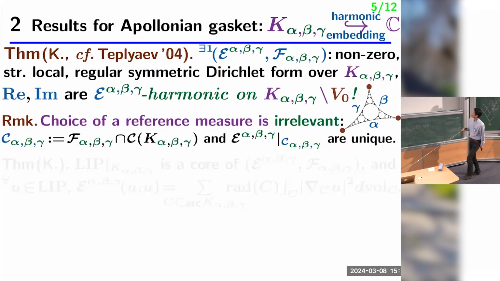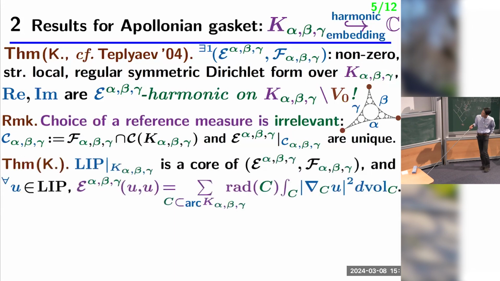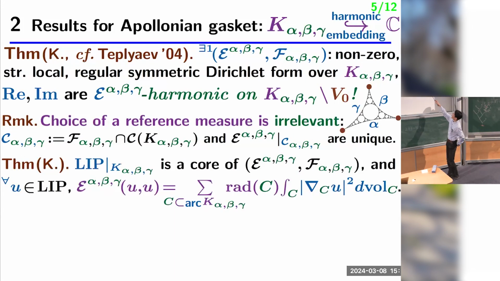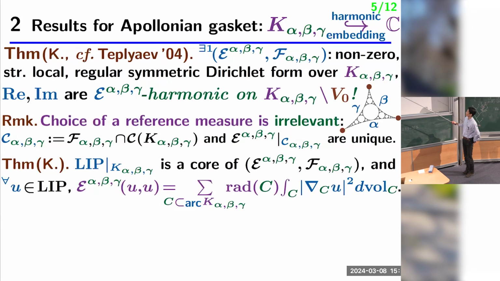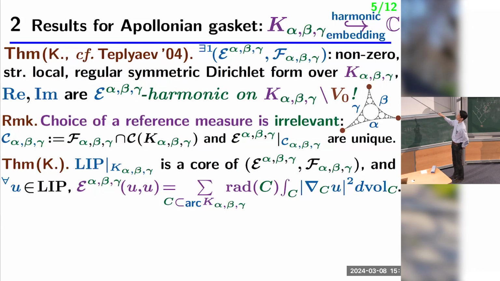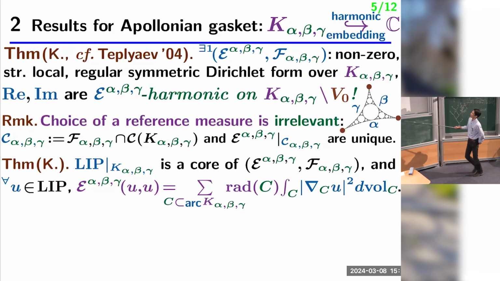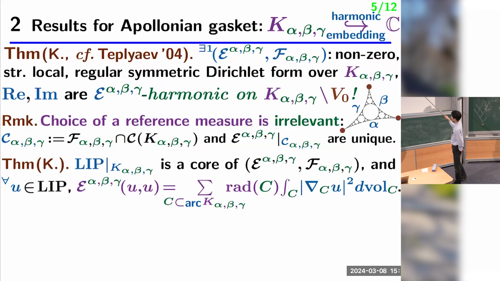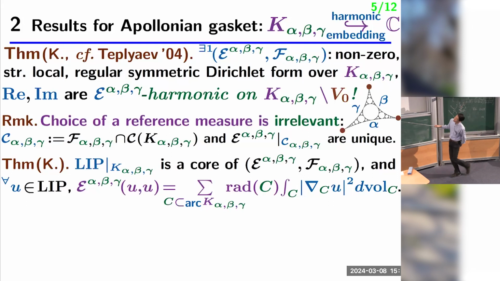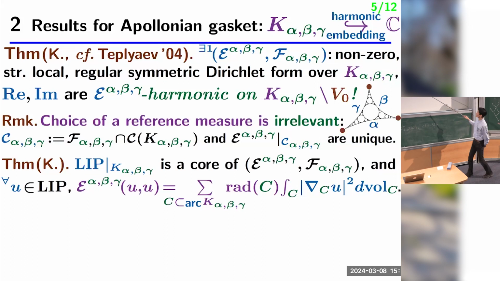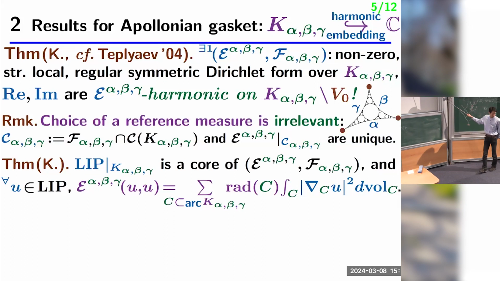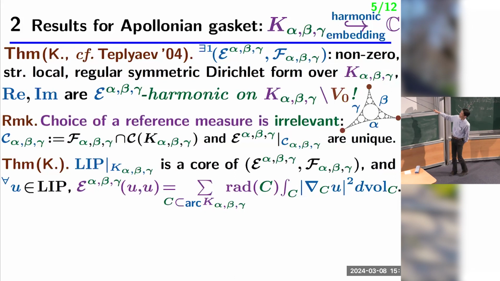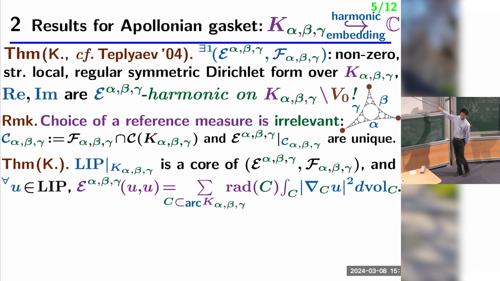Moreover, and this was a surprise to me, this unique Dirichlet form is explicit and given by this one. The set of Lipschitz functions on this fractal forms the core, so it's a dense set of functions in the domain. On this core, the Dirichlet form is given explicitly by this sum. The sum is over the set of the arcs constituting the Apollonian gasket.